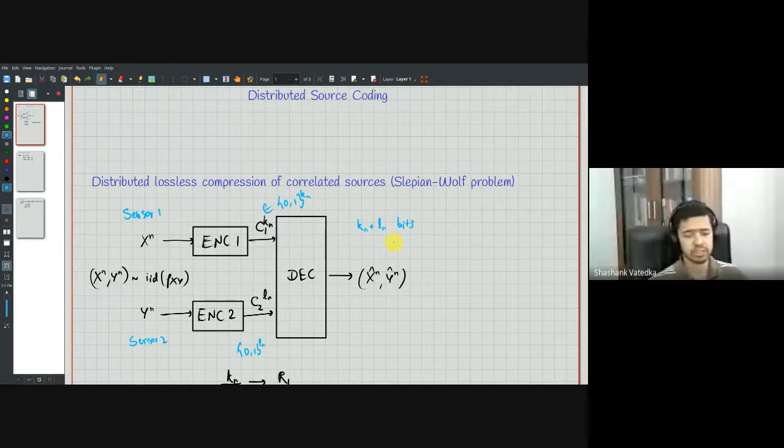Okay, so that is broadly speaking what the problem is. Our goal is to somehow design algorithms such that kn plus ln is as small as possible. So kn is also as small as possible, and ln is also as small as possible. Okay. So is the problem setup clear, or are there any questions?